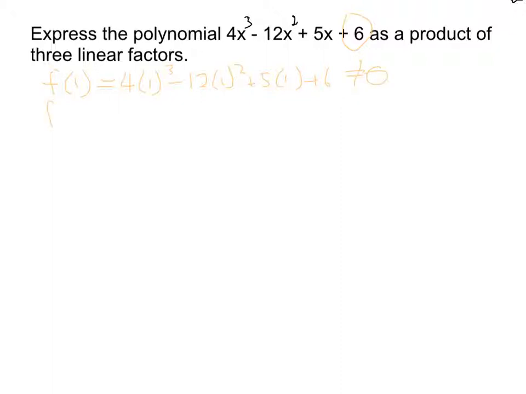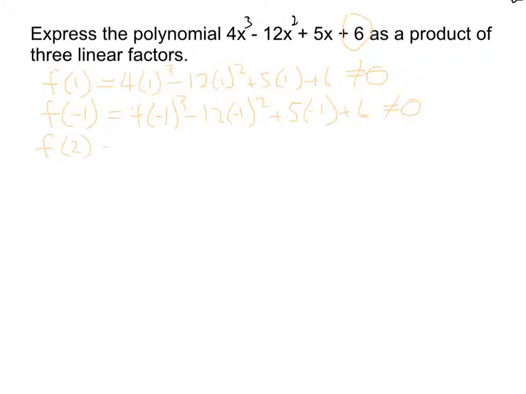If we try -1, simply because it's the next easiest in line, 4 by -1 cubed, take away 12 by -1 squared, plus 5 by -1 plus 6. That will equal -4 plus 12. So -4 plus 12 is 8. 8 plus -5 is 3. Plus 6 doesn't equal 0. So next one we'll try is 2.